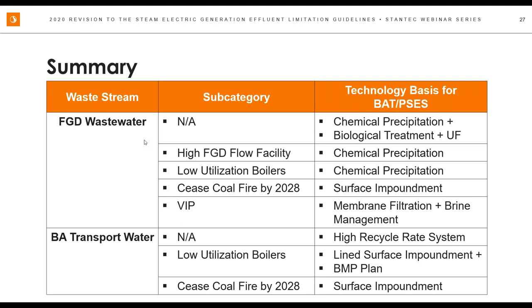There's a subcategory for retirement, which is based on surface impoundments, and the voluntary incentive plan or program is based on membrane filtration and brine management. For bottom ash transport water, we've got a high recycle rate system as the basis. For low utilization, lined surface impoundments and a BMP plan are the basis. And if you're going to cease coal firing, surface impoundments, just that TSS limit, are the basis for the limits.